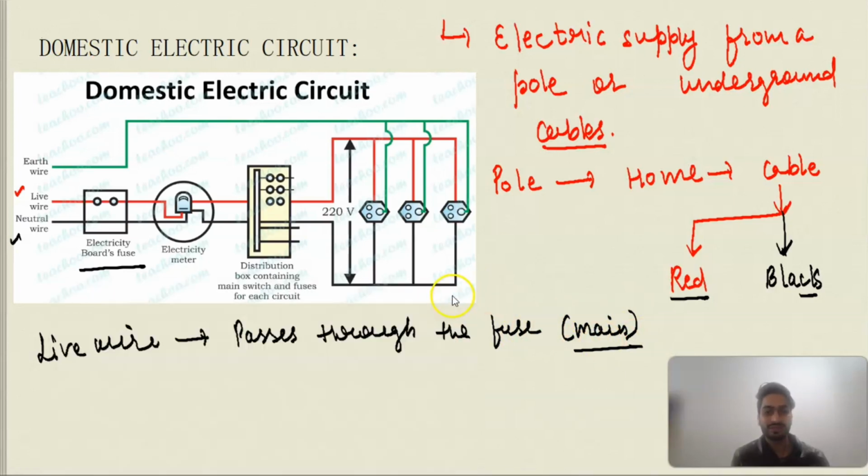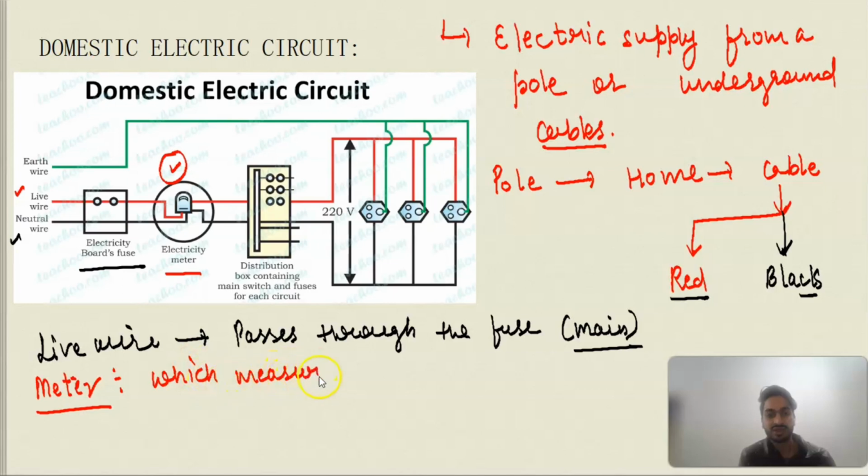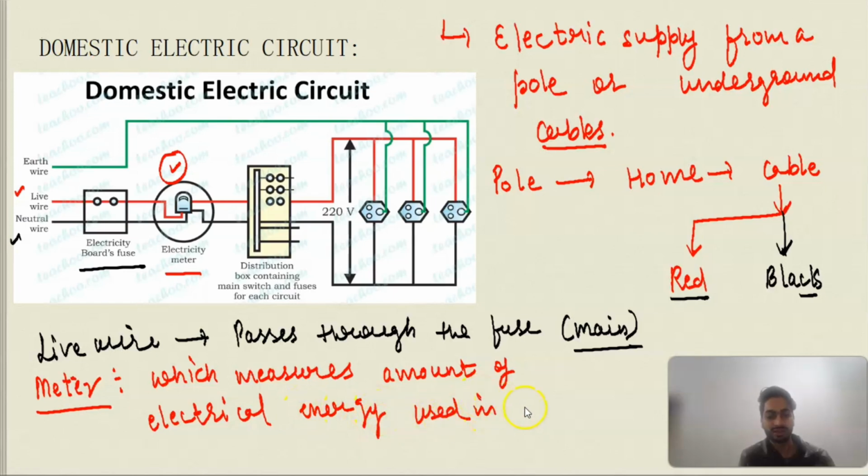Then both these wires, the live wire and the neutral wire, pass through the electricity meter. So what do we understand by this meter? This is the electric meter which measures electric energy. It is a device which measures the amount of electrical energy used in a month. That device is called an electricity meter. It measures electrical energy in the unit of kWh that we have already studied in our electricity session.